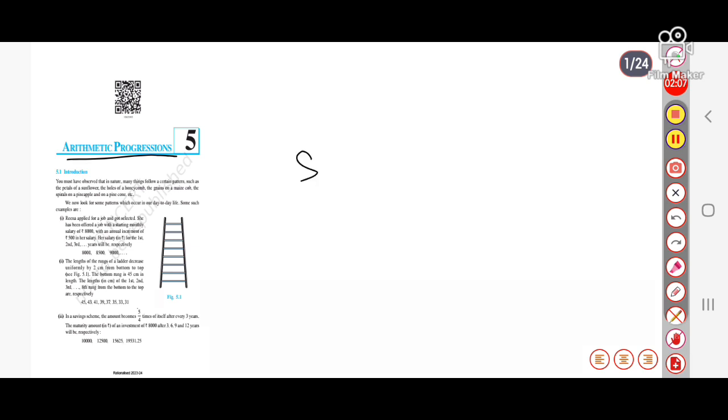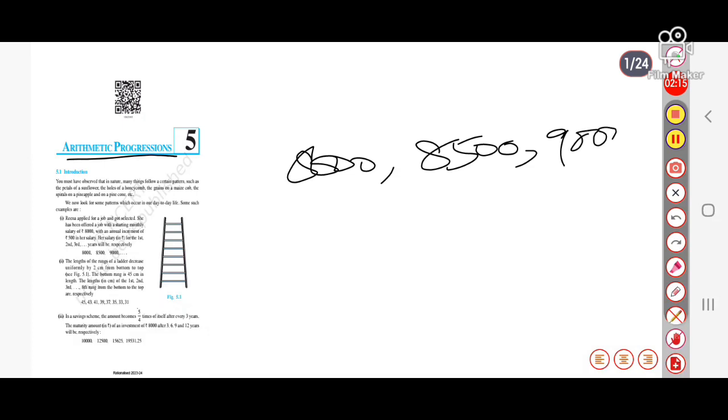So it started with 8,000. The next year she got 8,500. The next year she got 9,000. The next year she will get 9,500. Then 10,000. So what does this have to do with arithmetic progression? What is the relation between these numbers?